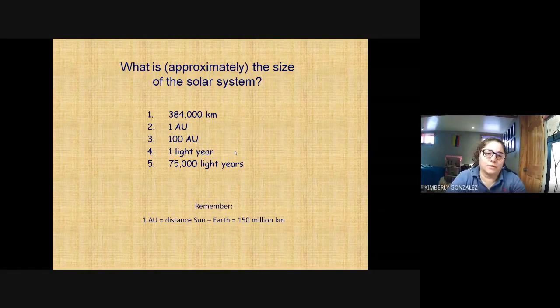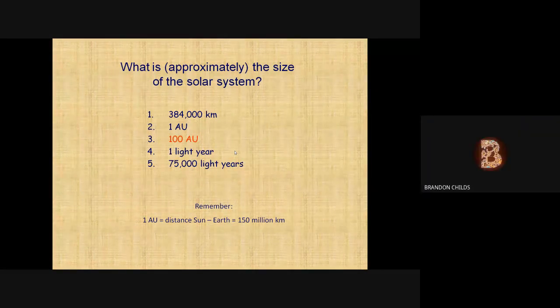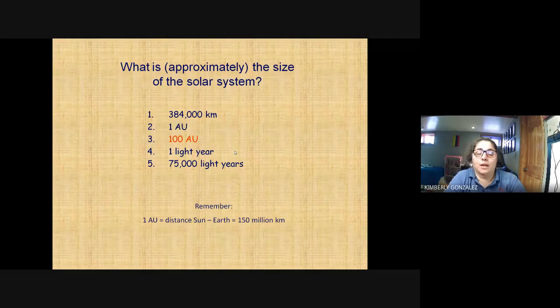Our solar system, for those of you who said it, is 100 astronomical units, or about, what's 150 million times 100, guys? 15 billion? Does that sound about right? You guys have calculators? Yes. So it's about 15 billion. So it's still very large, but it's not crazy large, because you have to remember that we're one solar system within our galaxy, which is inside of our universe.